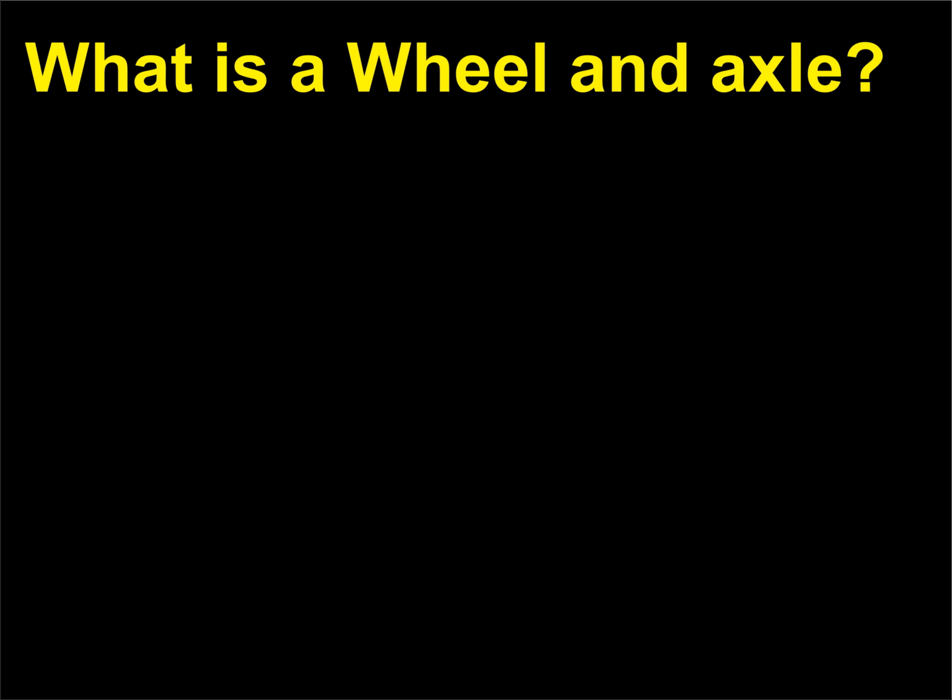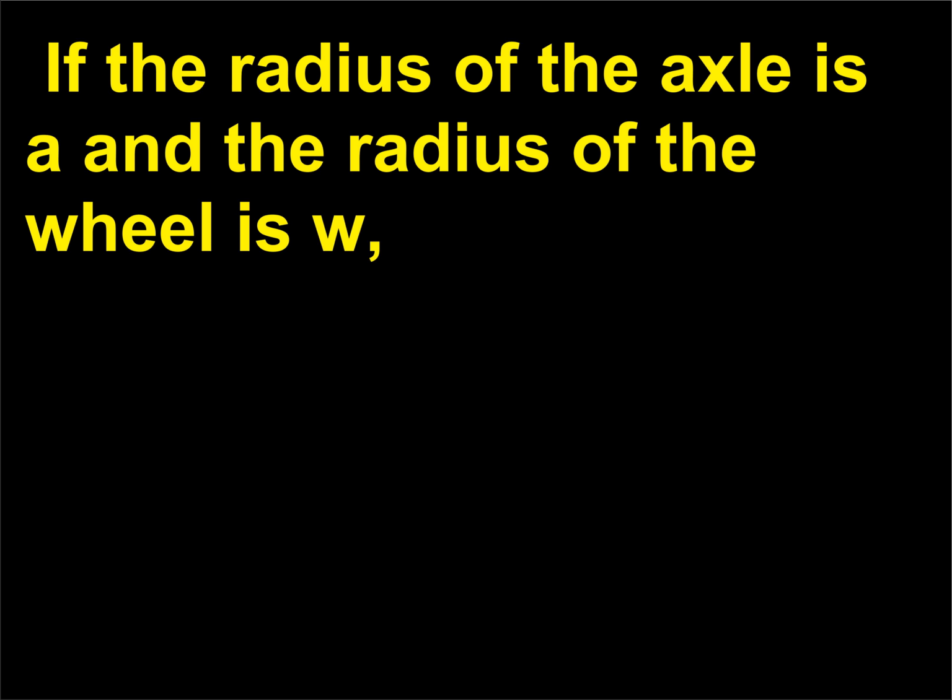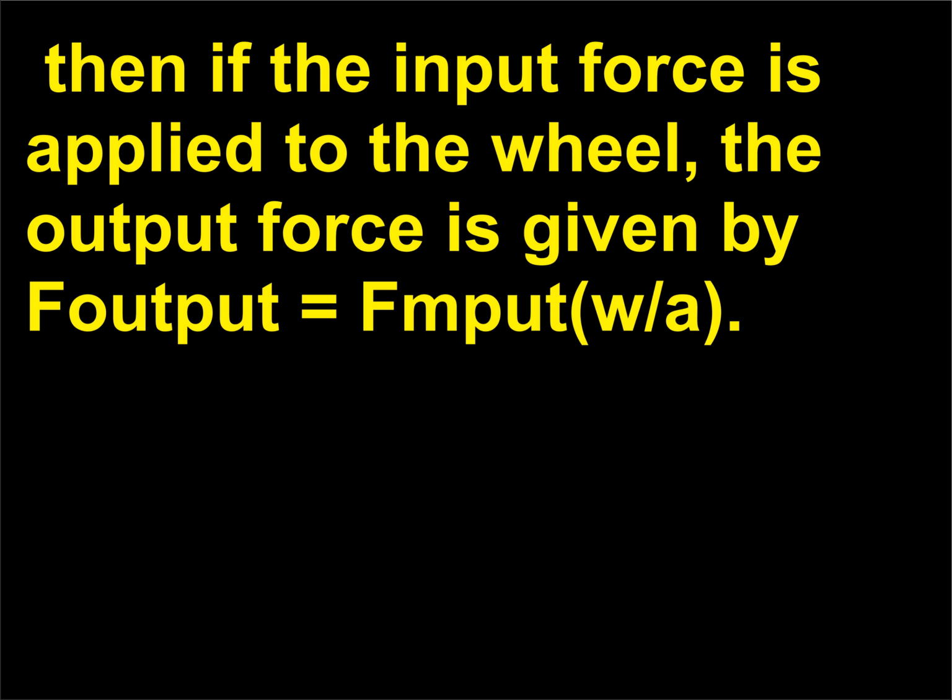What is a wheel and axle? A simple machine. If the radius of the axle is A and the radius of the wheel is W, then if the input force is applied to the wheel, the output force is given by F output equals F input times W divided by A.